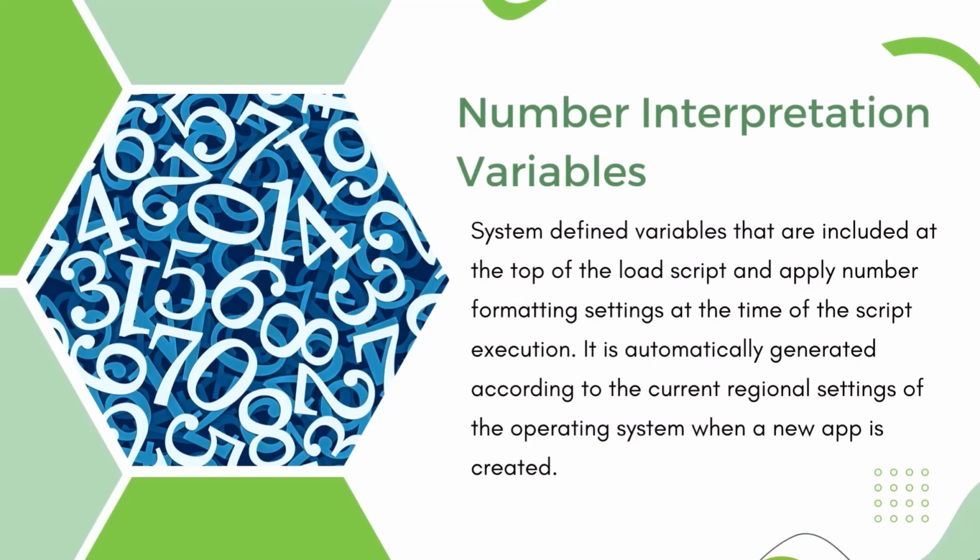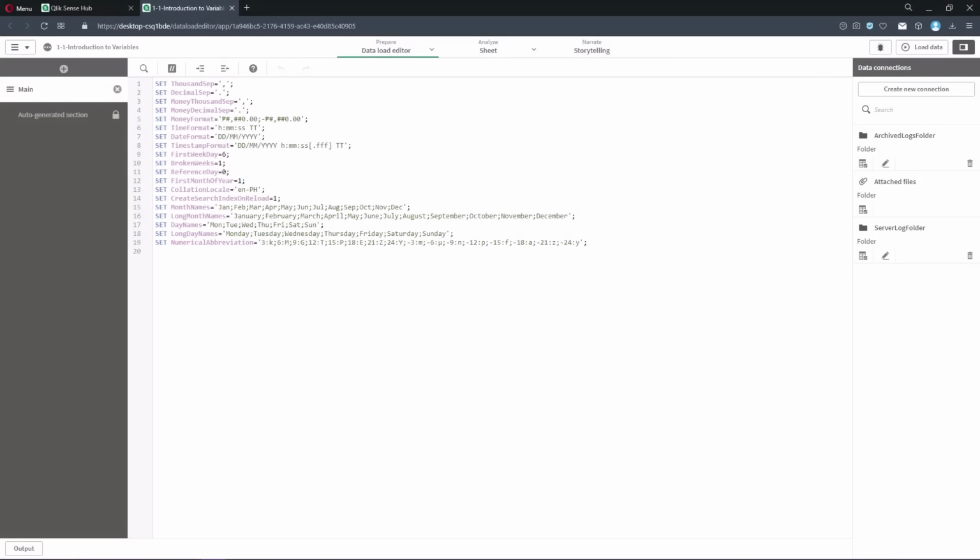Number interpretation variables are automatically generated according to the current regional settings of the operating system when a new app is created. If the Qlik Sense server you are accessing is set to Sweden, the Data Load Editor will use Swedish regional settings for dates, time, and currency. These regional format settings are not related to the language displayed in the Qlik Sense user interface. Qlik Sense will be displayed in the same language as the browser you are using.